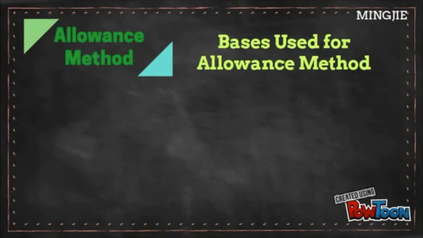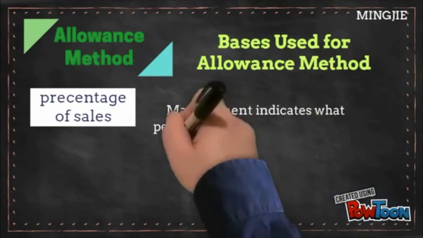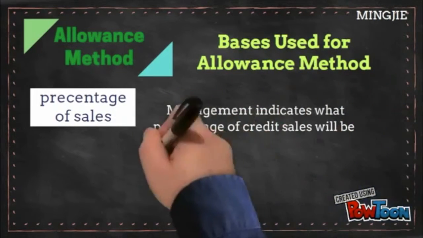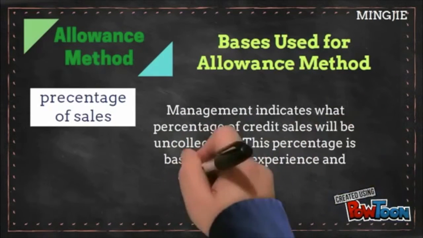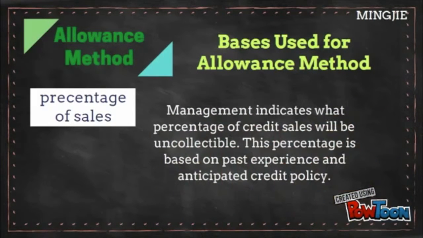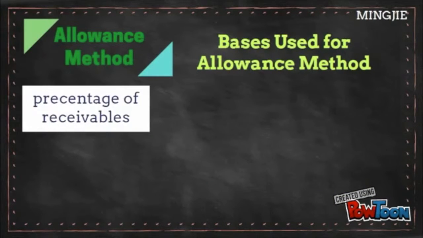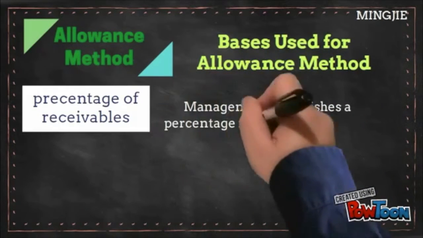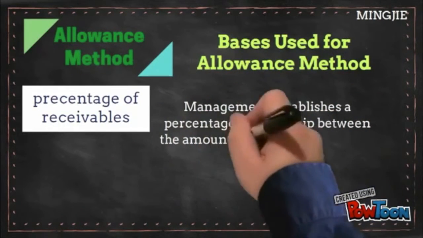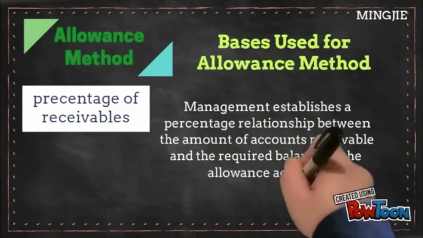In the percentage of sales basis, management indicates what percentage of credit sales will be uncollectible. This percentage is based on past experience and anticipated credit policy. Under the percentage of receivables basis, management establishes a percentage relationship between the amount of accounts receivable and the required balance in the allowance account.